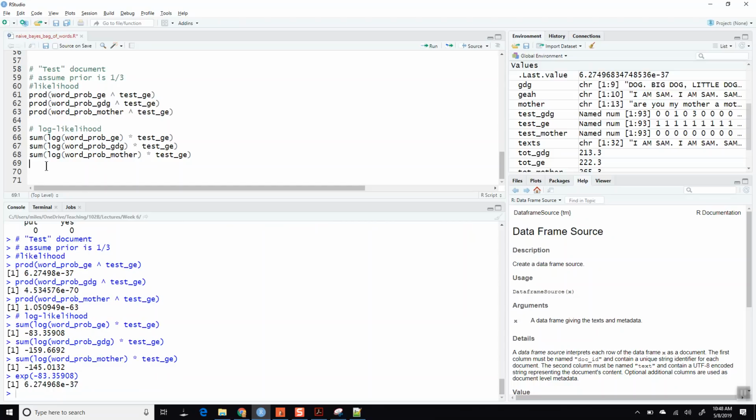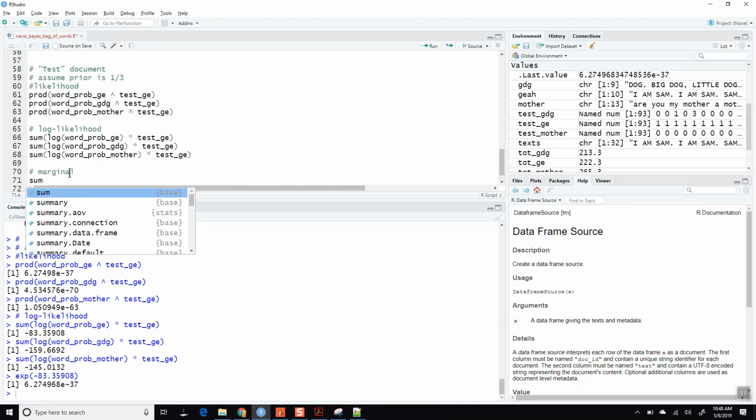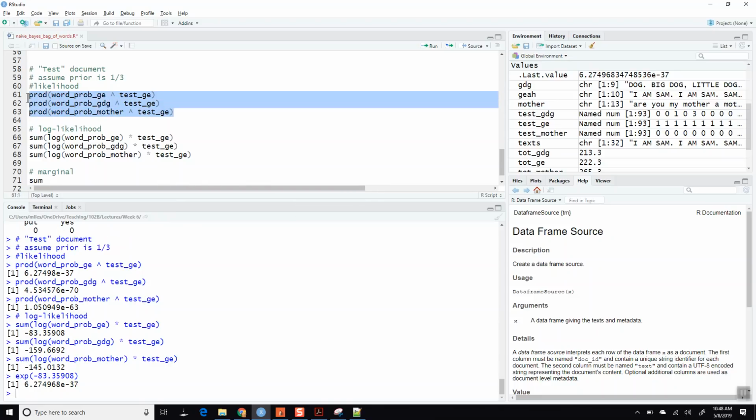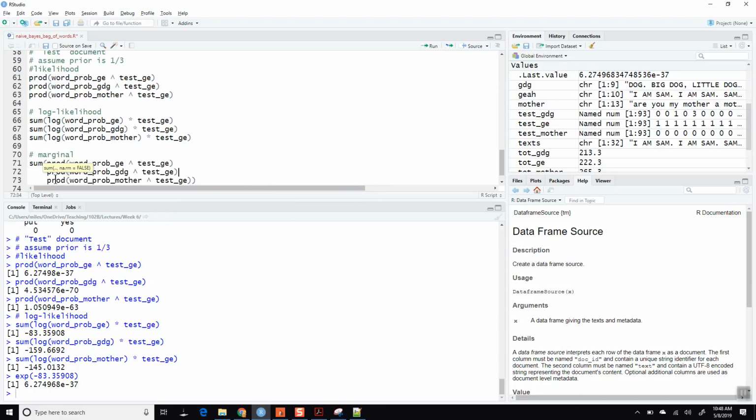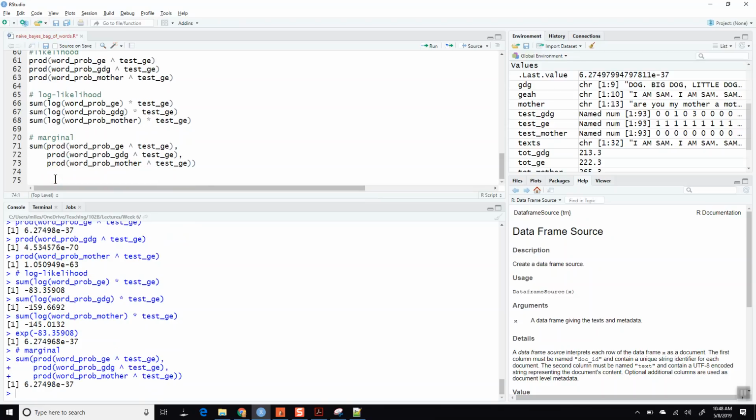So as far as the log probability goes, to turn these back into probabilities, the marginal is equal to the sum of... I think the computer can handle this. Basically, because these are so many orders of magnitude smaller, when we do the likelihood divided by the marginal, it's going to say the document belongs to class Green Eggs and Ham with probability 1, after we plug that in.